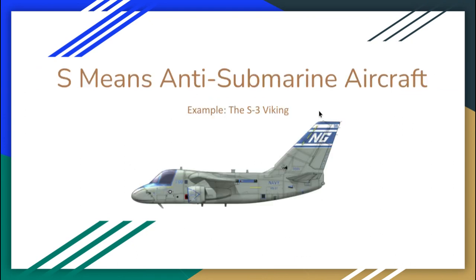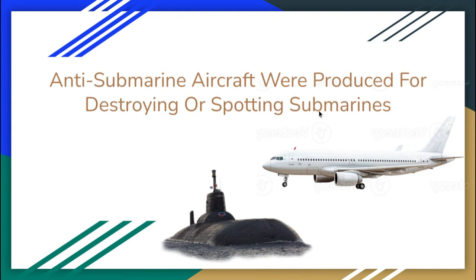S means anti-submarine aircraft, and my example is the S-3 Viking. Anti-submarine aircraft were produced for destroying or spotting submarines. So basically, the S-3 Viking would go above water and look for submarines that aircraft could destroy.